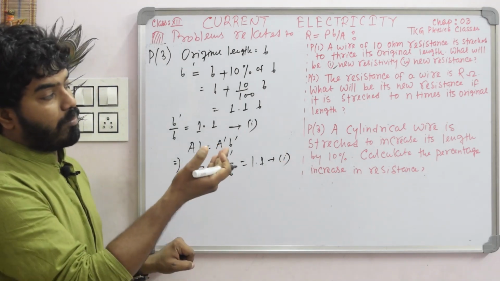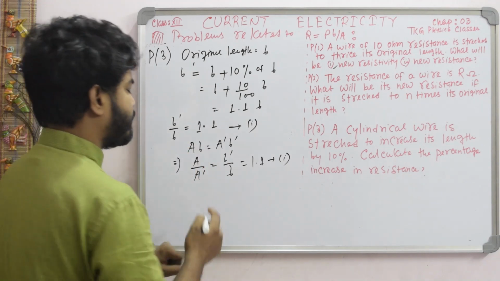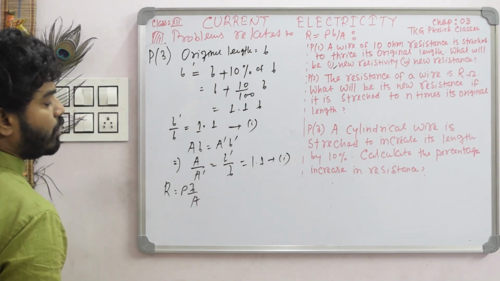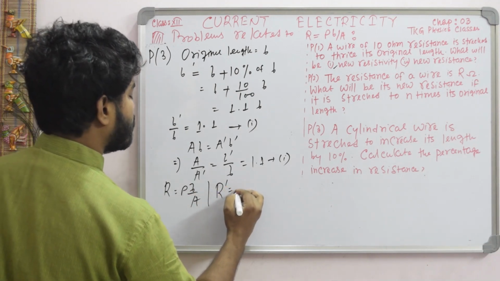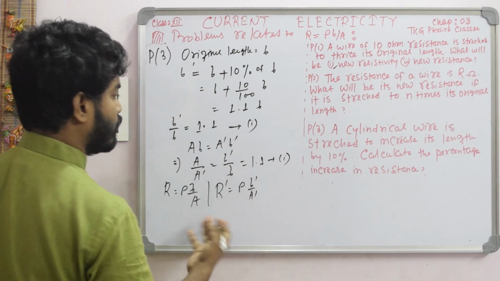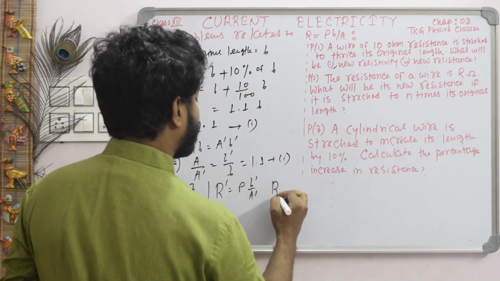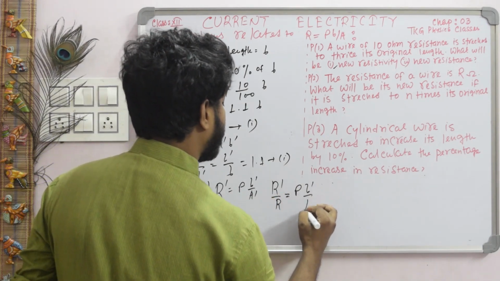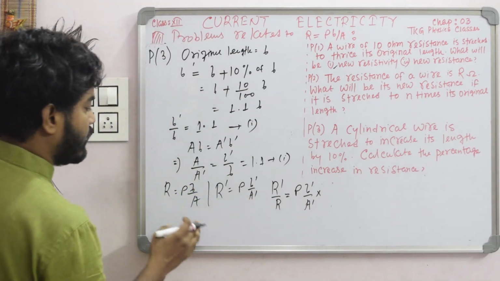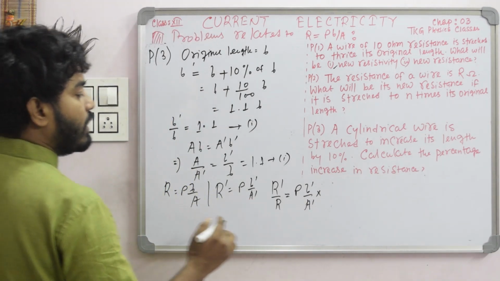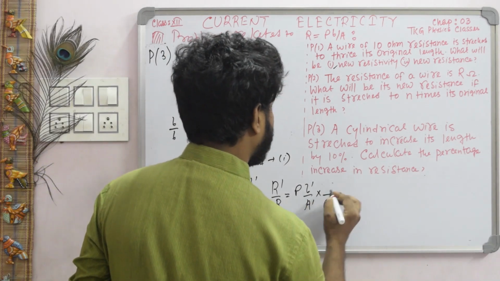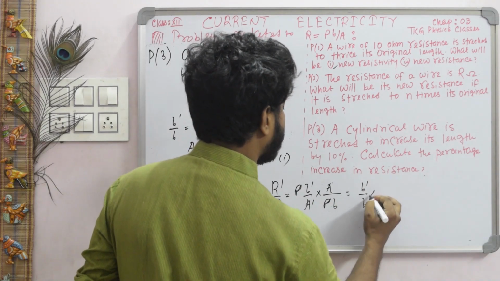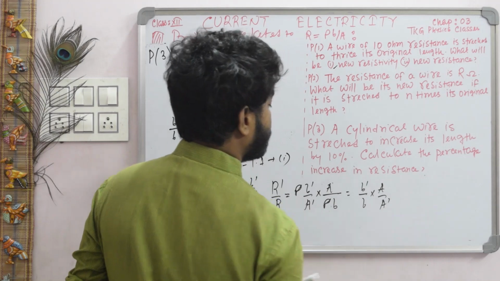Now you have to find the percentage increase in resistance. For the first condition, R is equal to rho L by A. For the second, R dash is equal to rho L dash by A dash, rho remains the same. So what will be the ratio R dash by R? R dash by R becomes rho L dash by A dash divided by rho L by A. So rho cancels out, and this becomes L dash by L into A by A dash.